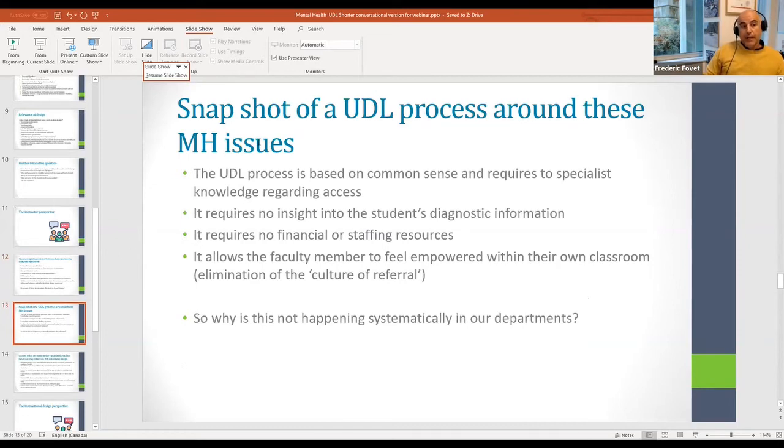Not much. And yet, I'll run quickly on this slide, you can see that the process for the faculty would be very simple. A UDL process of reflection around this tension that they're feeling would be common sense, requires no specialist knowledge. It requires no insight into students' diagnostic information. It requires no financial or staffing resources, and it would allow the faculty member to feel re-empowered. So this is all the great things that they could be doing if they were engaging with UDL with respect to these points of tensions that we've just noticed.